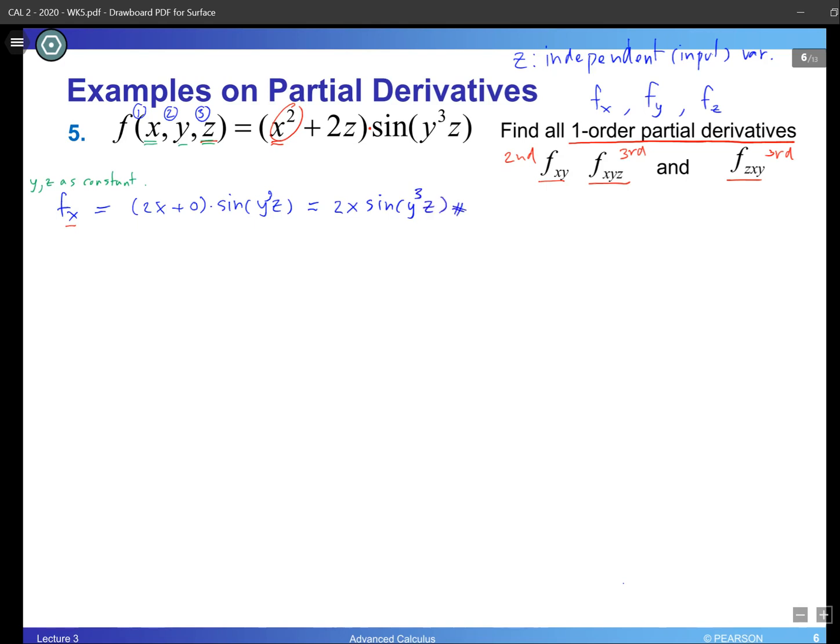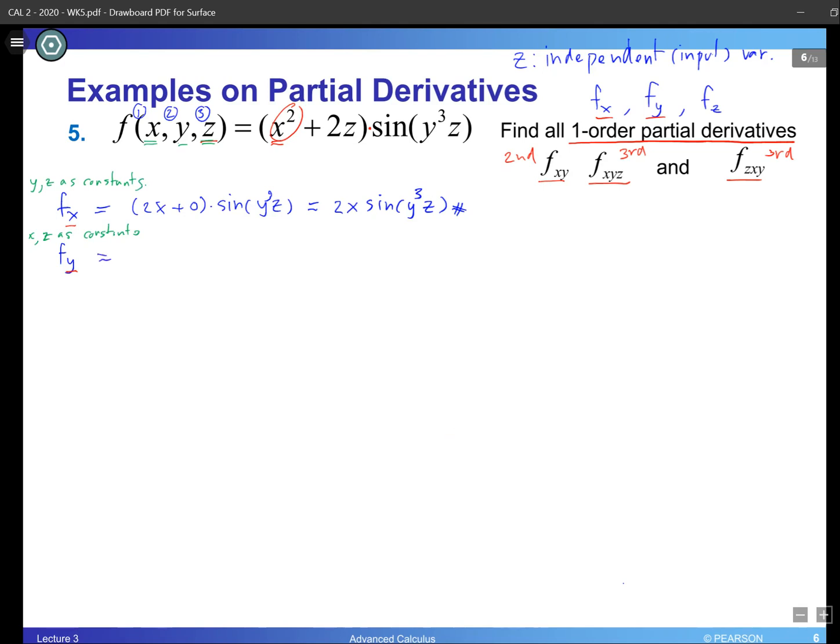Let's move to the second one, which is the partial derivative of f with respect to y. So next one is going to be fy, and since we are working with y here, x and z have to be treated as constants. So x and z as constants. Alright, same tip for 5 examples already, but that's good, right?